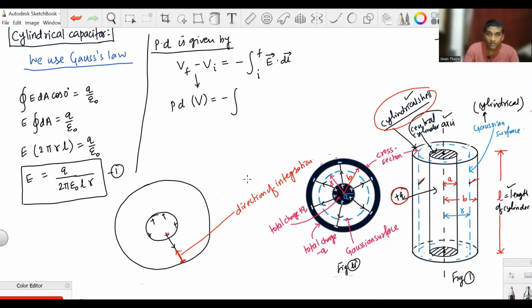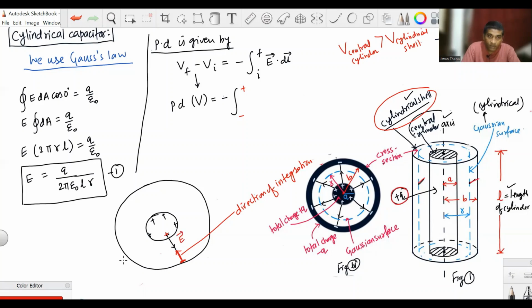Clear? And always keep in mind the potential, okay? I'm writing it this way: the potential of the central cylinder is greater than the potential of the cylindrical cell. So for that reason we integrate from negative towards positive. That is, we integrate from low potential to high potential. So i is replaced by minus and f is replaced by plus. So we have this.